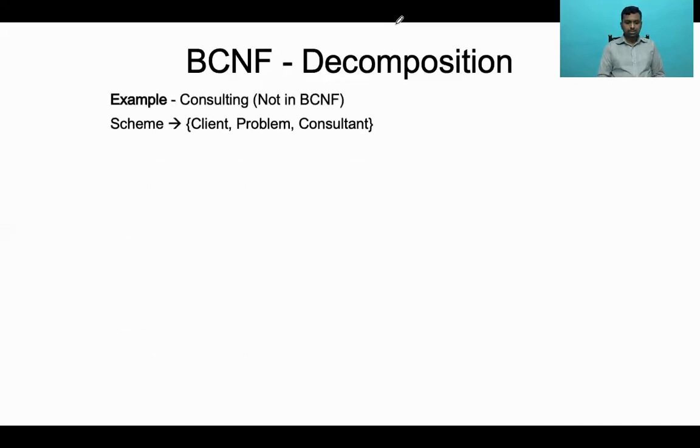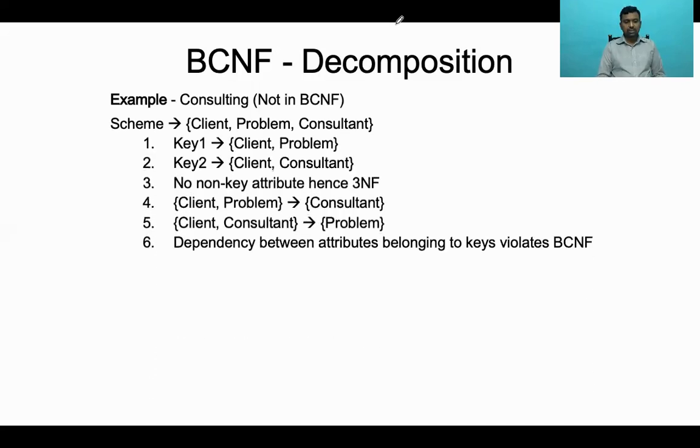Now here I have a table with client, problem, and consultant. What are the keys here? The possible keys are client and problem, this is key one, and key two is client and consultant. There are no non-key attributes, hence it is in third normal form. Then the client and problem are dependent on consultant, and the client and consultant are dependent on problem. There is a confusion here. How will I divide it? What are all the possible primary keys that we'll be getting? What candidate keys will be there?